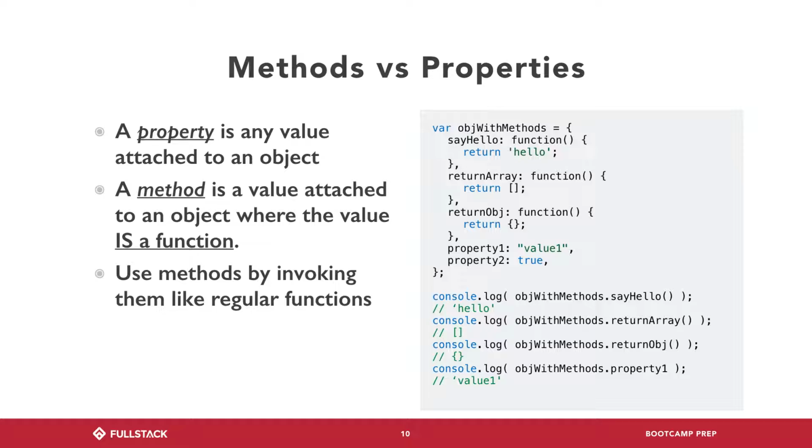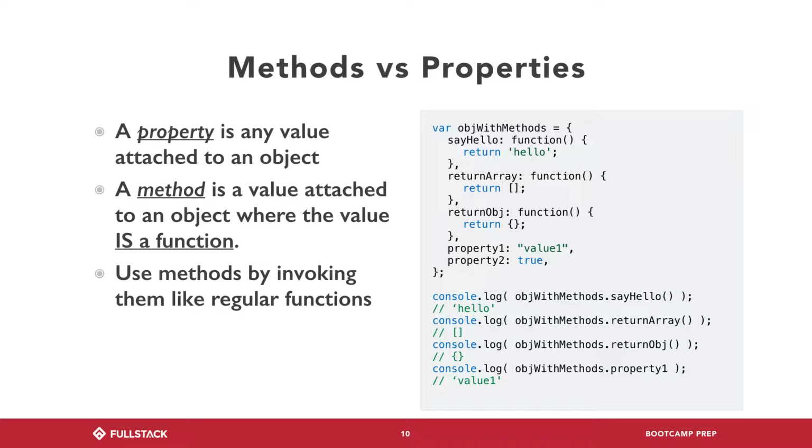So in this case, for obj with methods here, we have a bunch of properties. If I just do obj with methods dot property 1 and dot property 2, that will give me back whatever values they have, right? If I wanted to actually do this thing, I need to do dot say hello, but I need to add the open and close parentheses after it, right?